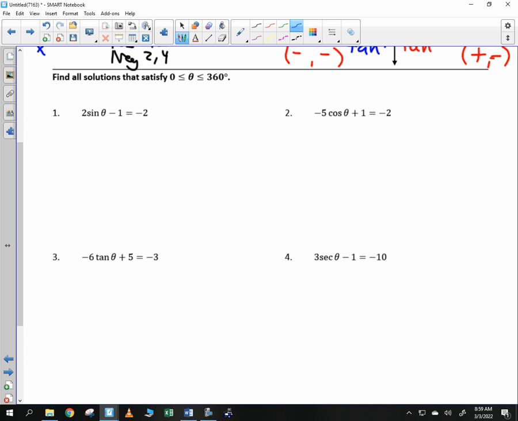So I want to solve this equation, and I'm going to come up with solutions between 0 degrees and 360 degrees. Who can tell me how I might start by solving this equation? Yeah, I add 1. Yep. 2 sine of theta is equal to negative 1. What do you think I do now? Divide by 2.